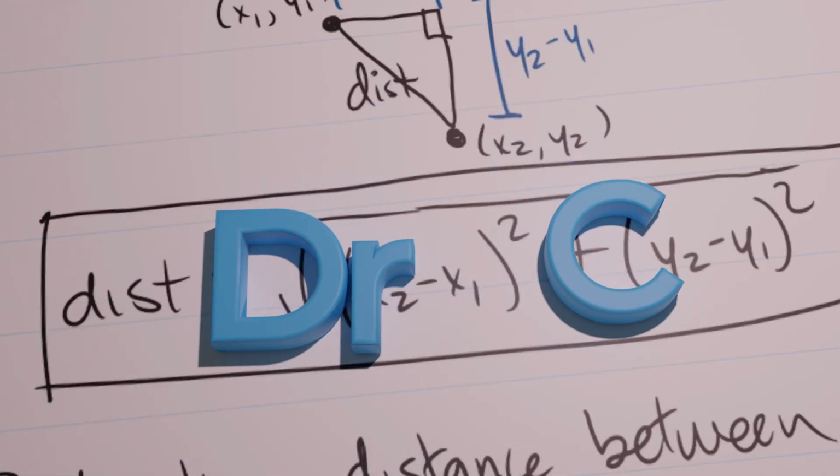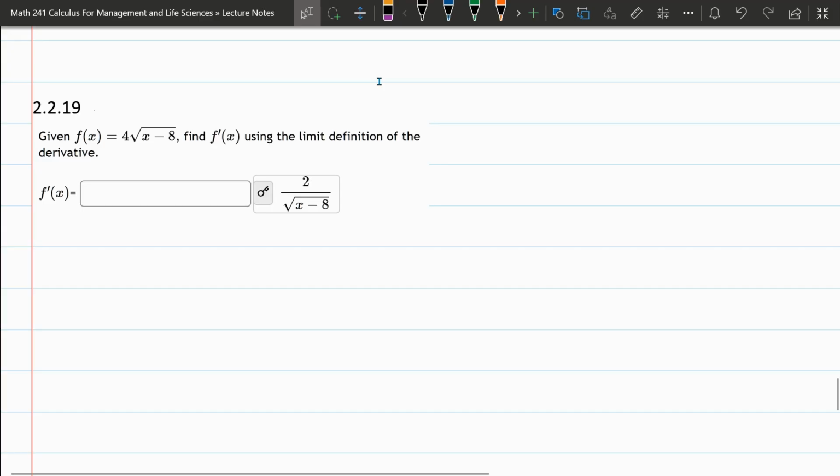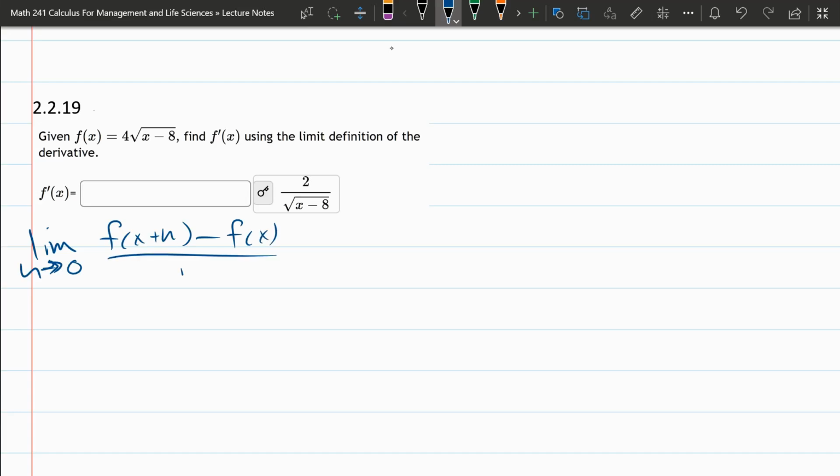In this problem, we're going to compute f prime, the derivative, but we're going to use the limit definition of the derivative. So before we get started, let's write that down. The limit as h approaches 0 of f of x plus h minus f of x, divided by h.